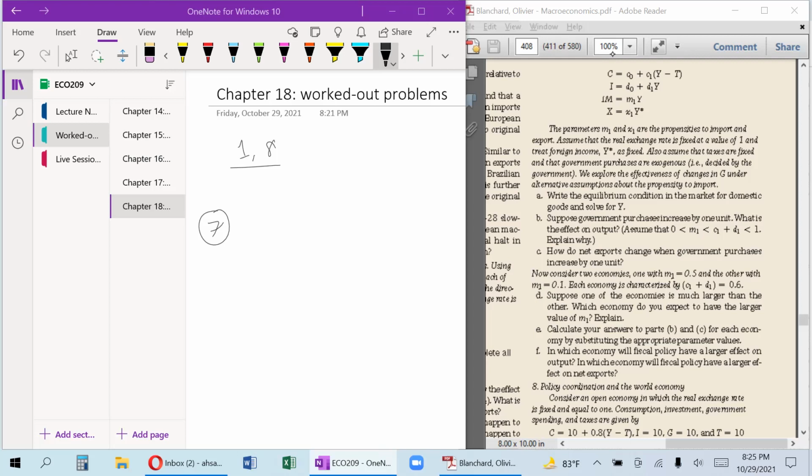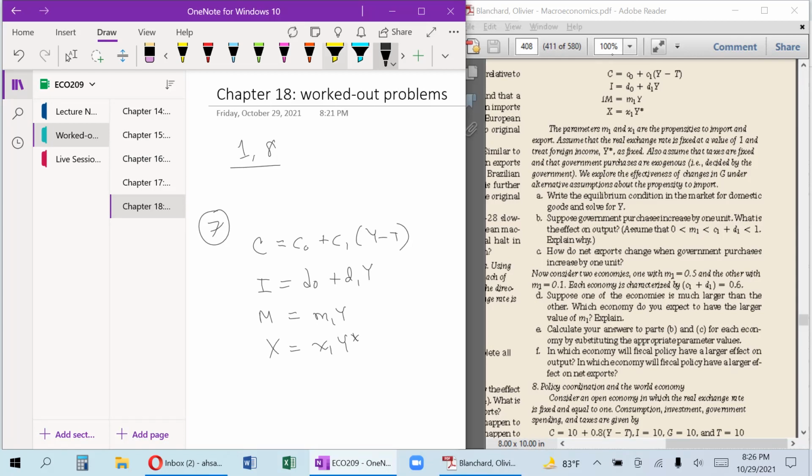We have these 4 equations given. So C equals C0 plus C1 (Y minus T). Remember, we've seen this equation for the first time in chapter 3 of Eco 207, and it's back again for Eco 209. Next, we have I equals D0 plus D1 Y. M, which is imports, equals M1 Y, and X equals X1 Y star. Y star is, of course, the income of a foreign country.